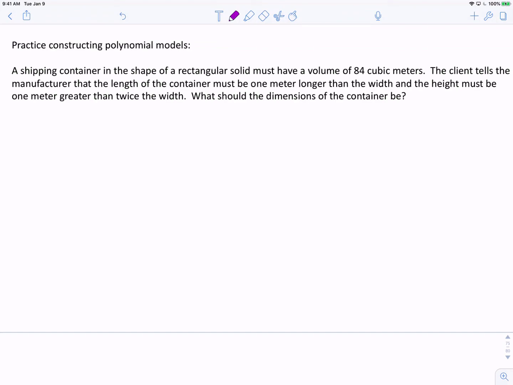Finally, we'll practice constructing polynomial models for some applications. A shipping container in the shape of a rectangular solid must have a volume of 84 cubic meters. The client tells the manufacturer that the length of the container must be 1 meter longer than the width, and the height must be 1 meter greater than twice the width. What dimensions of the container should we make?